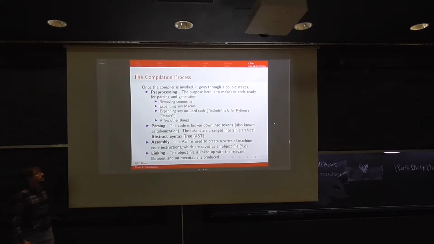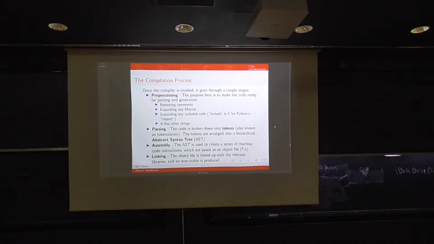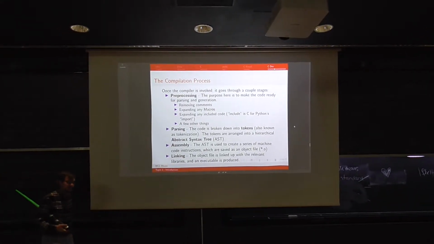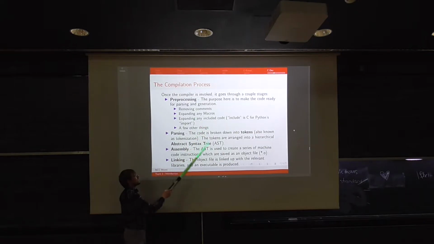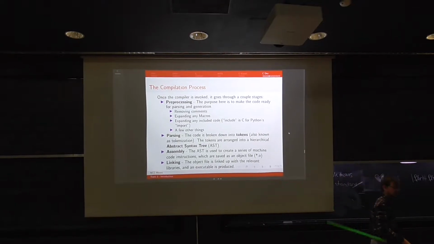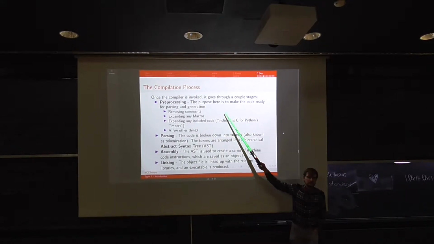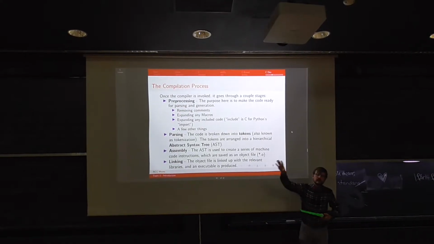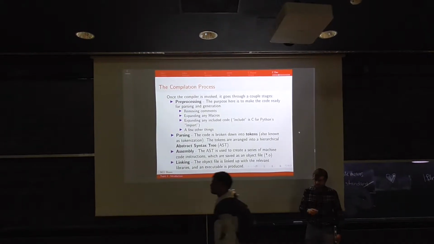Once the compiler is invoked, it goes through a certain number of stages. First up is pre-processing. The purpose of pre-processing is to make the code ready for parsing and generation. We remove comments, we expand macros, and we expand any code included into the program using include statements. So in this sense, when we include standard I/O, that's actually pulling code out of a file in the operating system, inserting it before the code that we have written in our file, and then processing it from there.